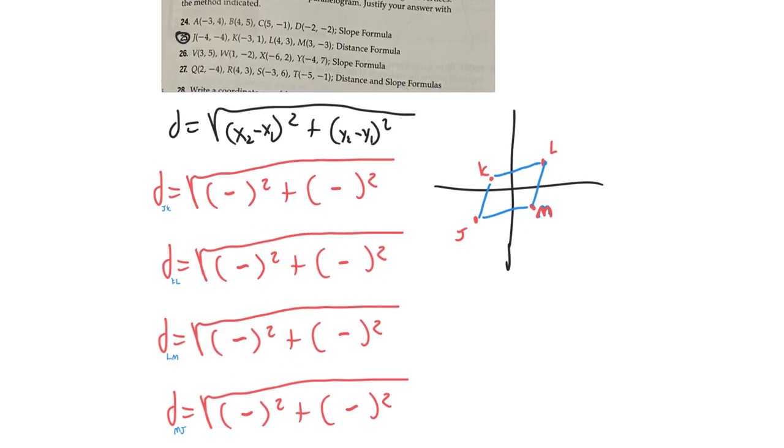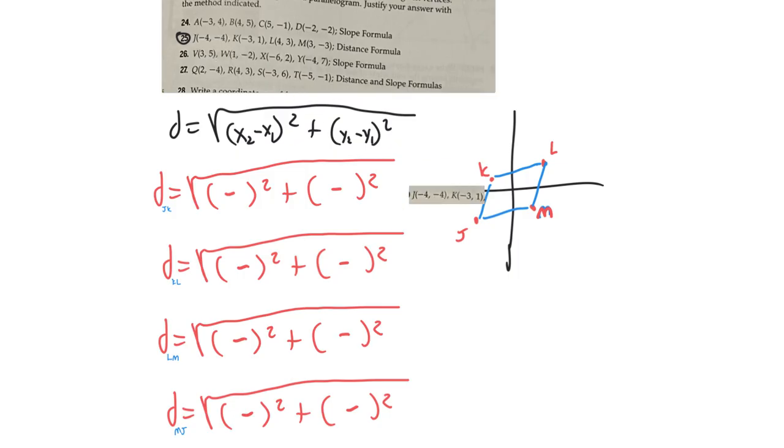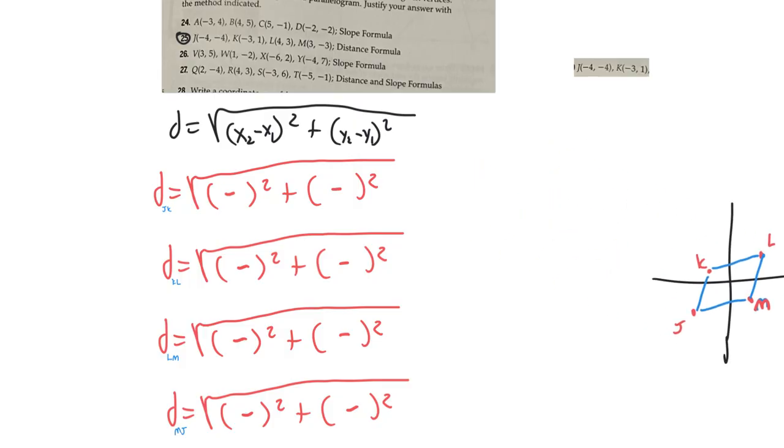And we want the distance between J and K. Well, what is J and K? J and K is right here. You could call the -4, comma -4 X1, Y1. That could be called X2, Y2. And then that would be -3 minus -4.